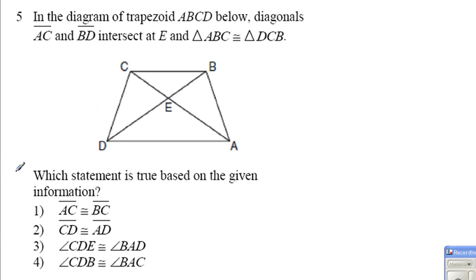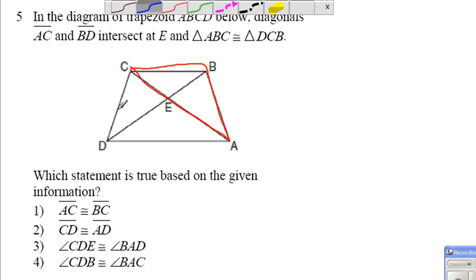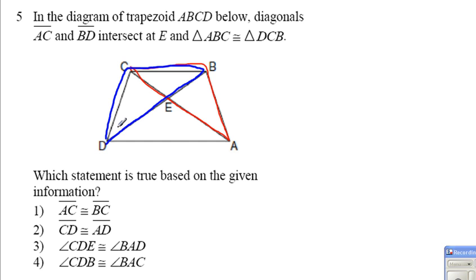All right, number 5. Trapezoid here, diagonals intersect at E, and then triangle ABC, the red triangle, is congruent to DCB, the blue triangle. Now, which statement is true based upon the given information?